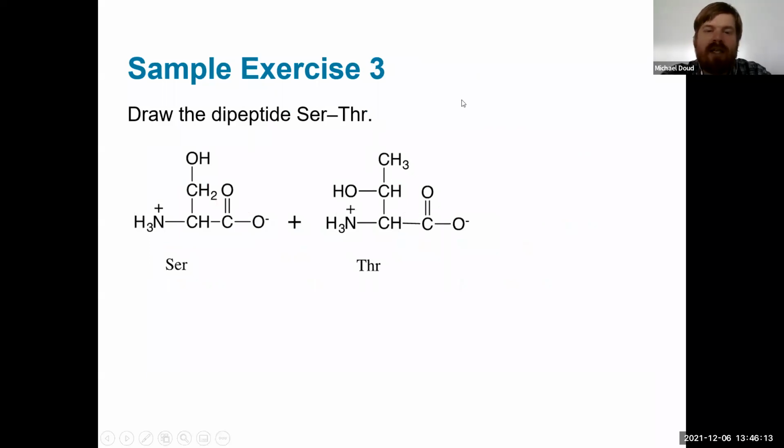Okay, so why don't you go ahead and give it a shot? Draw the dipeptide that forms between SER and THR, so serine and threonine. Given the structures that you have here, go ahead and draw what the dipeptide is going to look like. Pause the video, take your time, walk it through, and then we'll take a look at the answer when we come back. So go ahead, pause.